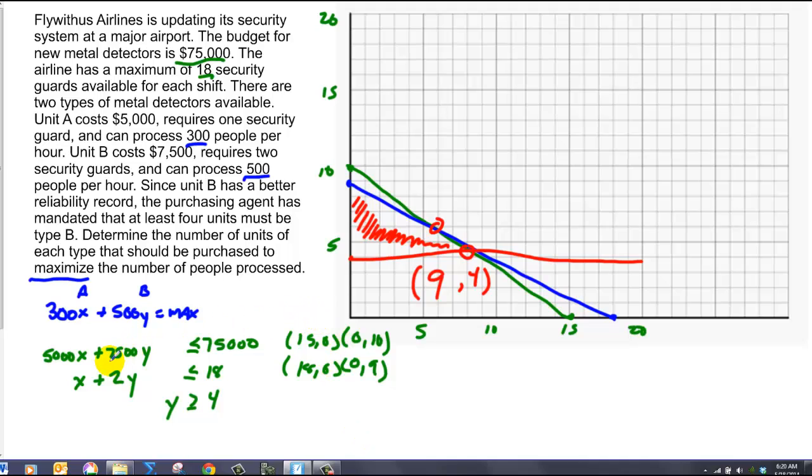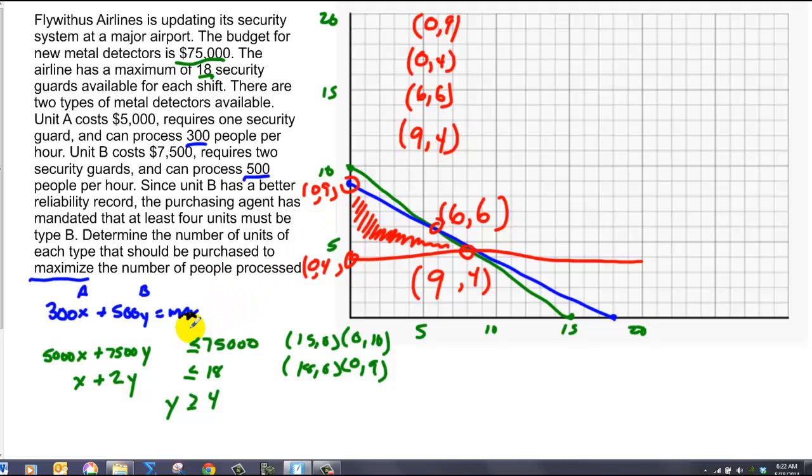Now I need to find the intersection of these 2 equations, because that's the blue and the green, and this is going to get me 6 and 6. So now I look at these intersection points here. Clearly this is 0, 4, and this is 0, 9. So I'm going to use these 4 points to check my maximizing equation. 0, 9, 0, 4, 6, 6, and 9, 4.